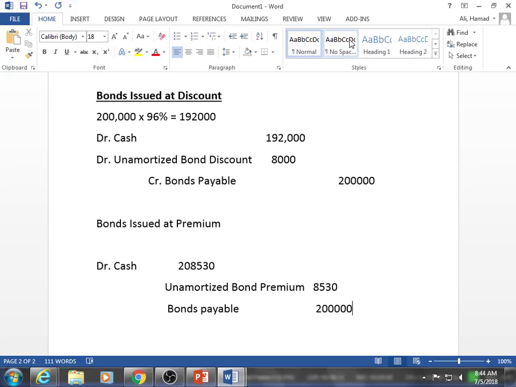If the market interest rate is 12%, and the stated interest rate is 9%, do you think this bond is going to be issued at a premium or discount? Discount. Why do you say discount? Because the market rate is higher than your stated rate, so you're going to have to sell your bond at a discount. Yes, you're right. Good.